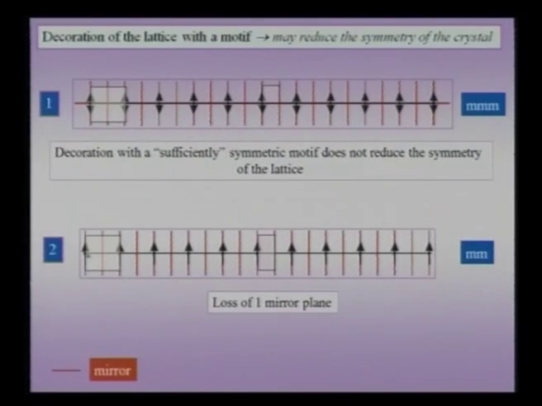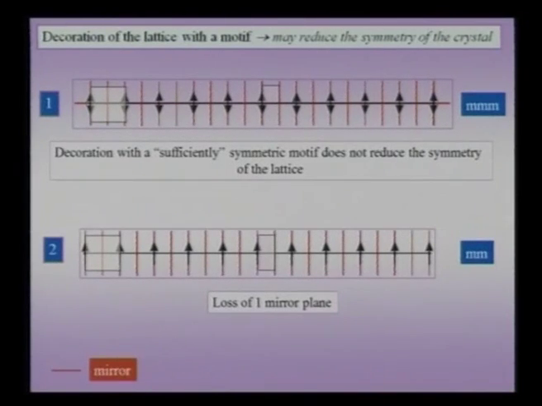Vertical mirror 1 remains, vertical mirror 2 remains, the translational symmetry still remains. Therefore, in shorthand I can write the symmetry of this crystal to be T MV1 MV2, or in shorthand notation as MM symmetry. The MH, the horizontal mirror, has been destroyed and the crystal has only MM symmetry.